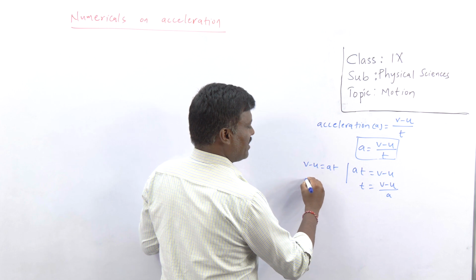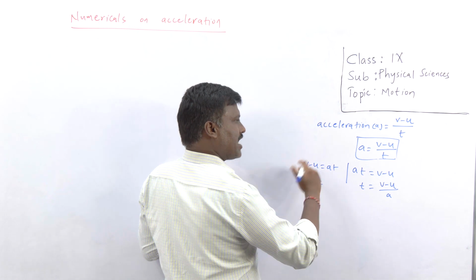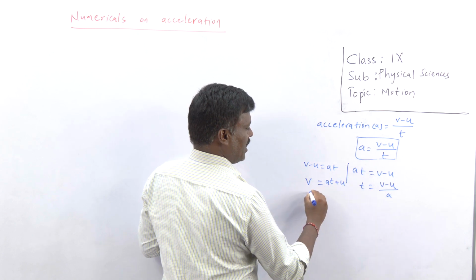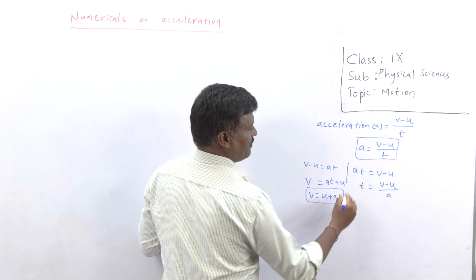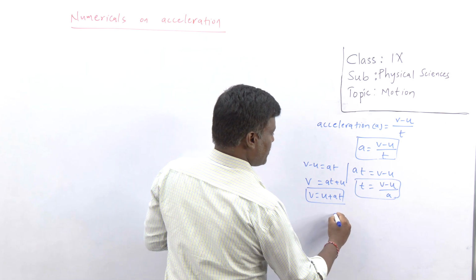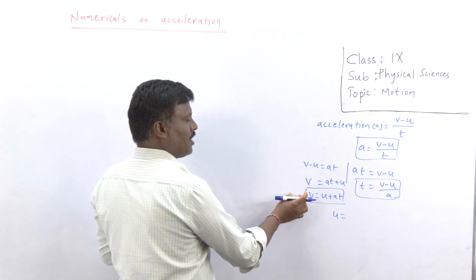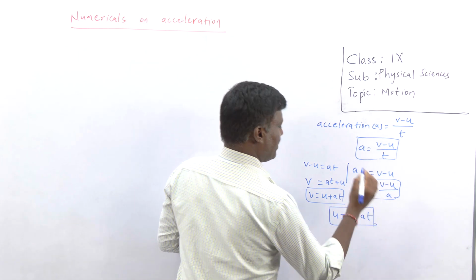Now I want to find the final velocity. Then the minus u, which is on the left side, LHS, transposes to RHS. This minus u becomes plus u. Then v = at + u, or equal to u + at. Anything is okay, because a + b is equal to b + a. If u is asked, sometimes initial velocity is asked, the at on the RHS comes to LHS and that becomes v - at. So u = v - at.